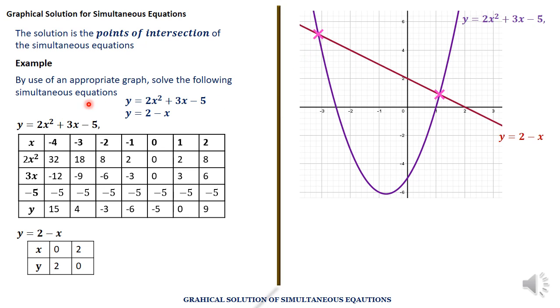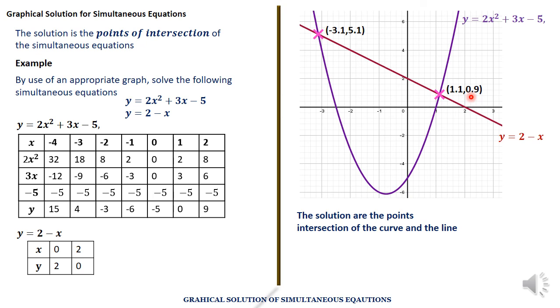So we said earlier that the solution is normally the points of intersection of the simultaneous equations. Well, I should have written curves or line or whatever things they are. In our case, it's a curve and a line. So the points where they intersect, those are the solutions. And so according to what I have done, and you can always cross-check by trying it out on your own, they intersect at this point here, negative 3.1, 5.1, and the point 1.1, 0.9. And therefore, the solutions, the x values are either negative 3.1 or 1.1. That's the x coordinate there and the x coordinate there. And the y's are 5.1 or 0.9.